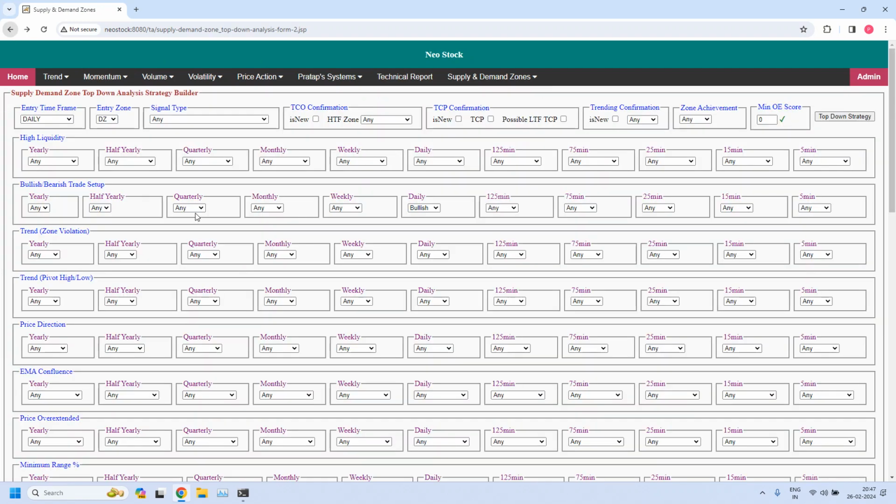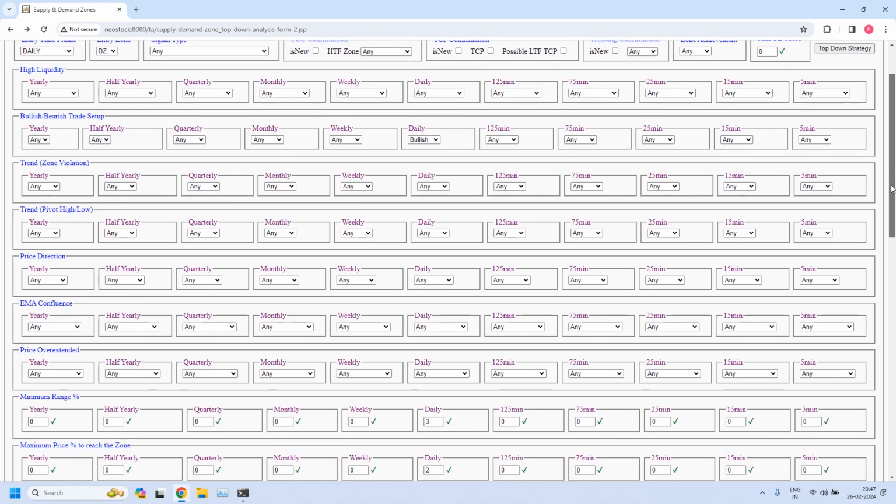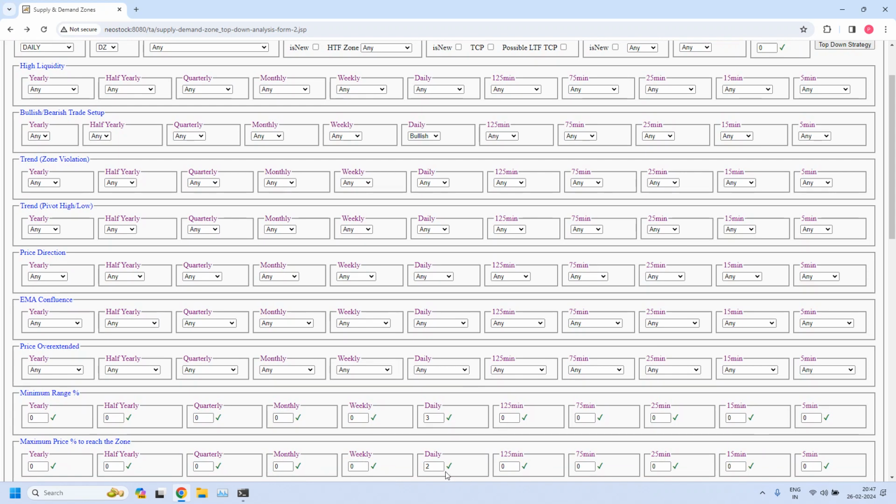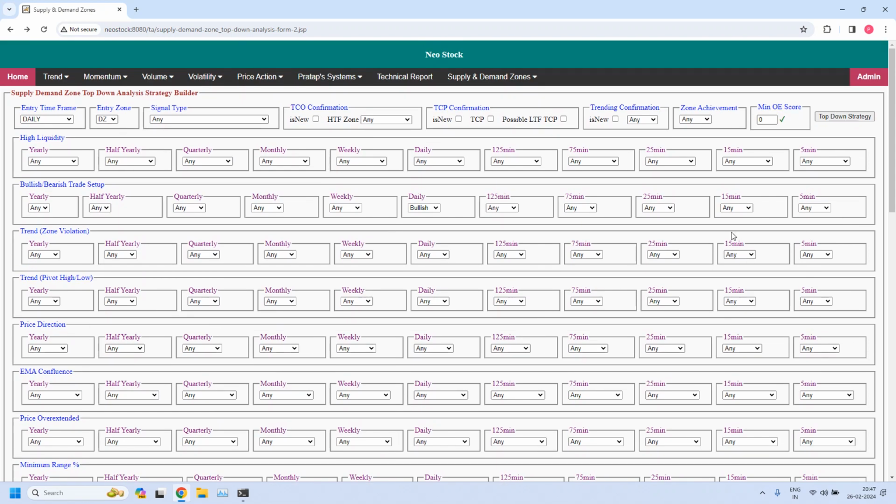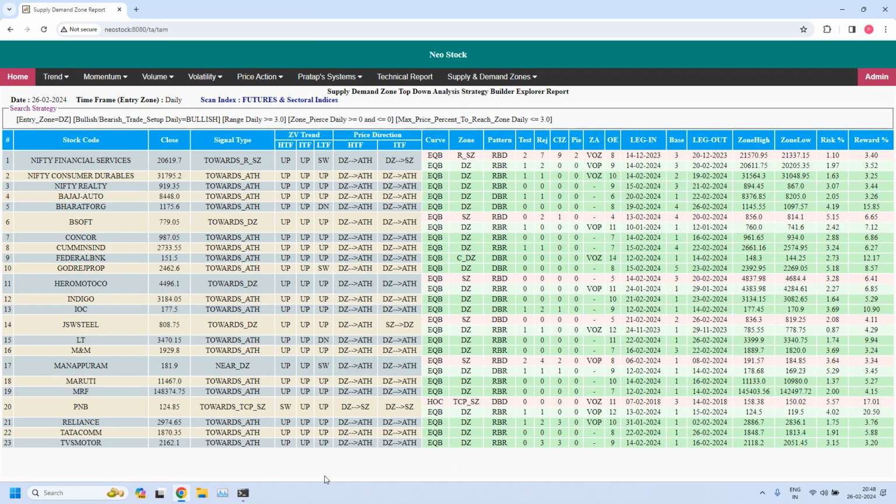Now let us check one more. Now let us check stocks near 3% to that zone. Maximum price percent to reach the zone within 3%. That means if the price is down by 3% tomorrow, you will get an entry. Now you got a big list. Probably this is good enough for you.